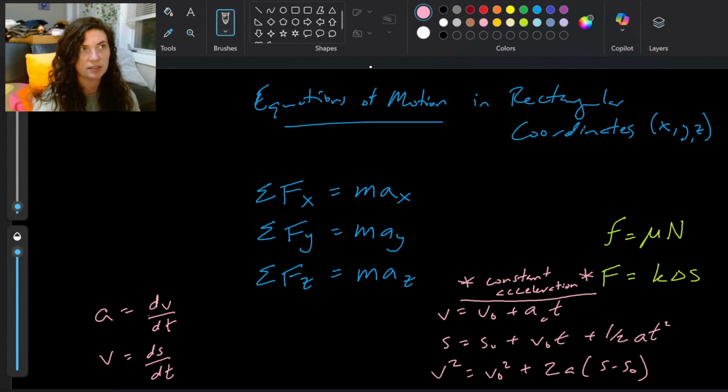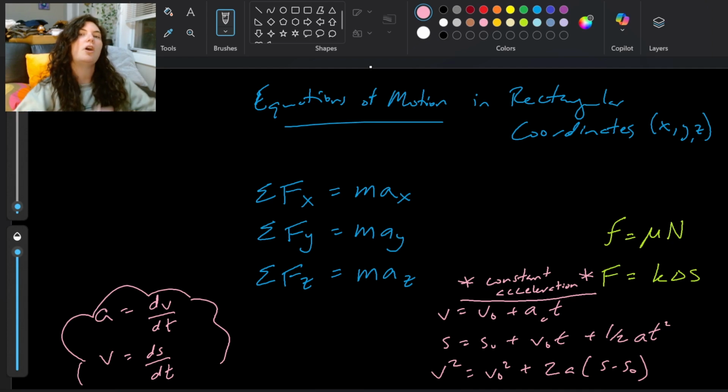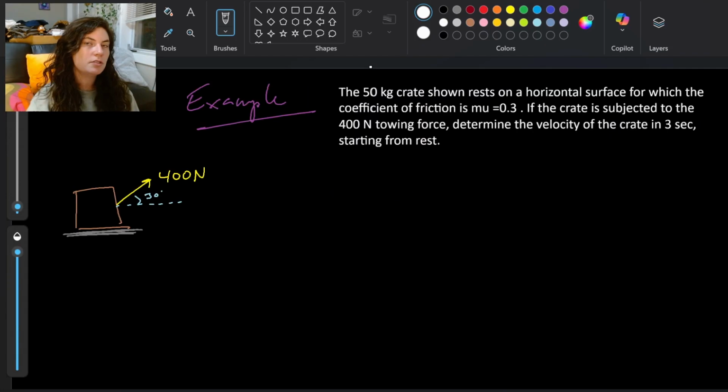If we can use constant acceleration, or if we have to use our integration, derivation, related rate set for acceleration, position, and velocity. So with all of that in mind, now let's take a look at some examples of what we're talking about instead of dealing with this in the abstract. So let's take a look at this example problem.